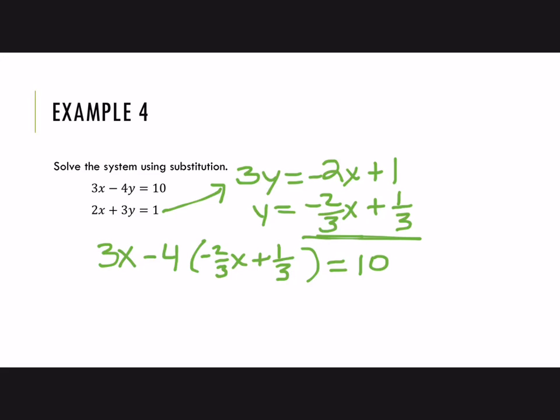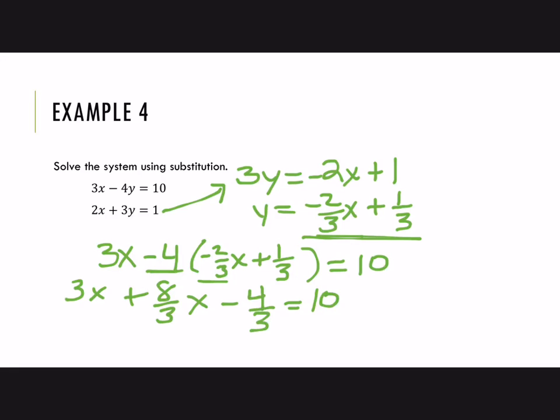Okay. Use order of operations to simplify next. So this is 3x, and then I'm going to distribute a negative 4. So negative 4 times negative 2/3 is positive 8/3 x, and then negative 4 times 1/3 is minus 4/3.